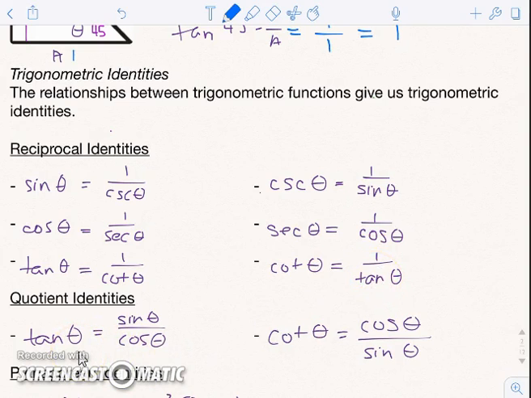Quotient identity. Quotient, we're talking what operation? Talking division when we talk about quotients. So when you divide sine by cosine, you end up with tangent of theta. Again, since tangent and cotangent are reciprocals, if tangent is equal to sine over cosine, therefore cotangent must just be the flip. So cotangent is equal to cosine over sine.